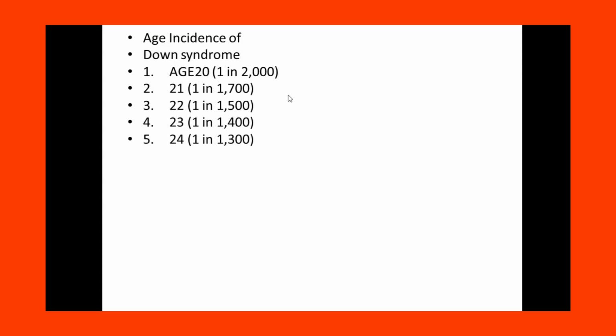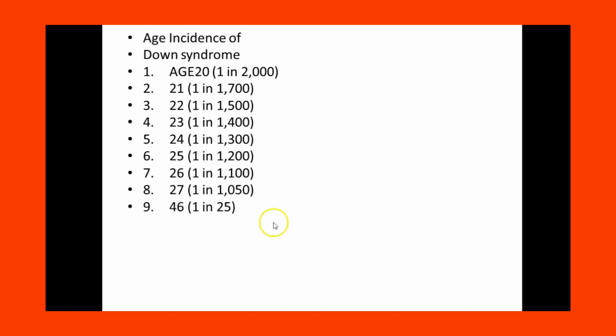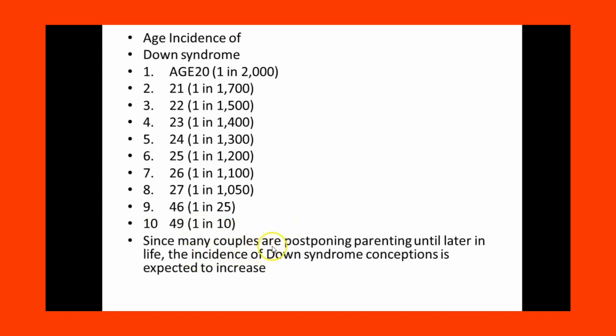1,700. At 24, you have 1 in 1,300. At 27 years of age, and at 46, it is 1 in 25. If you are 46 and you are just thinking of having a child, at 49 going to 50, you have 1 in 50 chance of having a Down syndrome child. Since many people are postponing parenting until later age, the incidence of Down syndrome conception is expected to be going higher. Then to diagnosis.